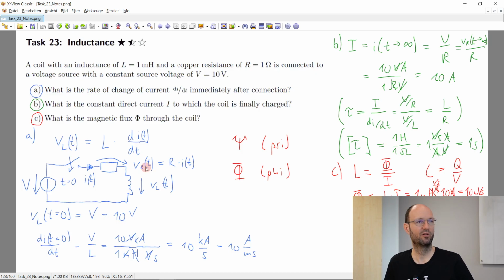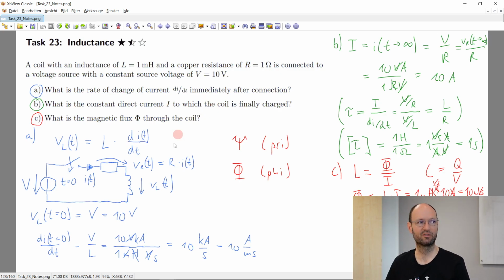And if we wait long enough, then the current will not change anymore. So then the current is constant. The derivative of a constant is zero. So we have no voltage here anymore, but the full source voltage will be across the resistor, and we will have full current.